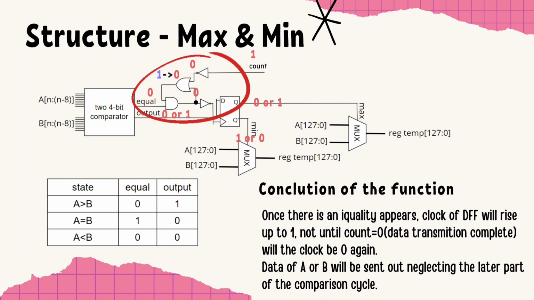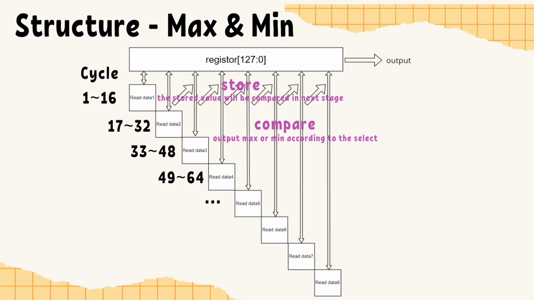In addition, the mux will receive the data, with the min result being the one from Q bar and the max result being the one from Q. With one run having 8 inputs, we will repeat the comparison 8 times and store the maximum or minimum value in the register every time. When we reach the last stage, we then output the result.